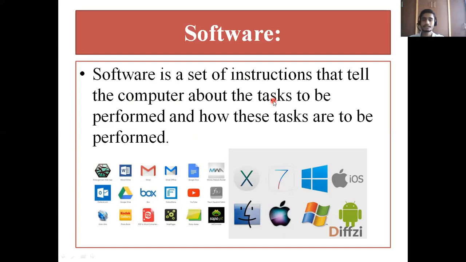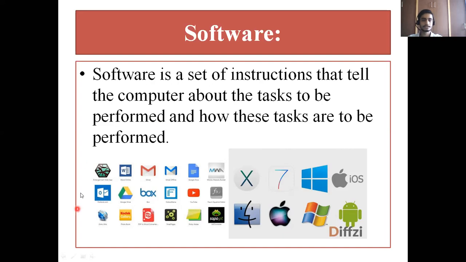Mark my point. It tells the computer about the task to be performed. Which kind of task is performed by the computer? Who tells it? Software. Okay, and how these tasks are to be performed, और कैसे इन्हें perform करना है. देखिए, what and how. These are the two things that software tells the computer system. Who? Software. What माने कौन सा टास्क करना है और how कैसे टास्क करना है.